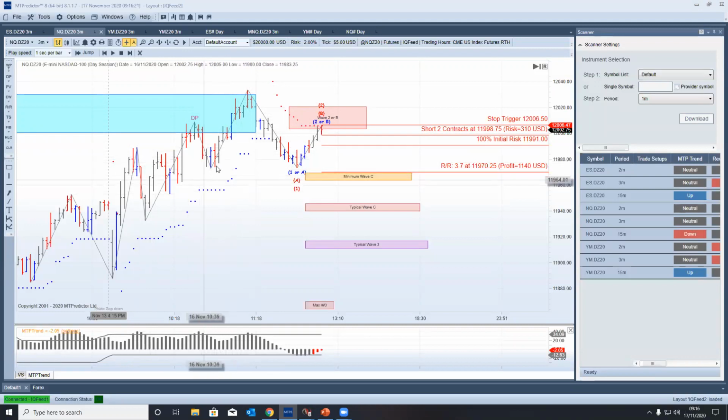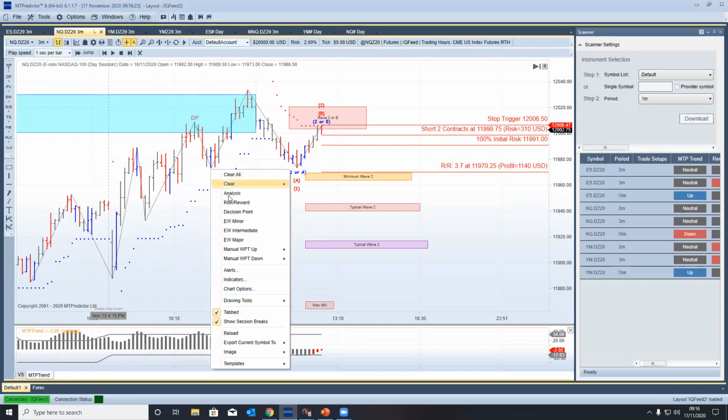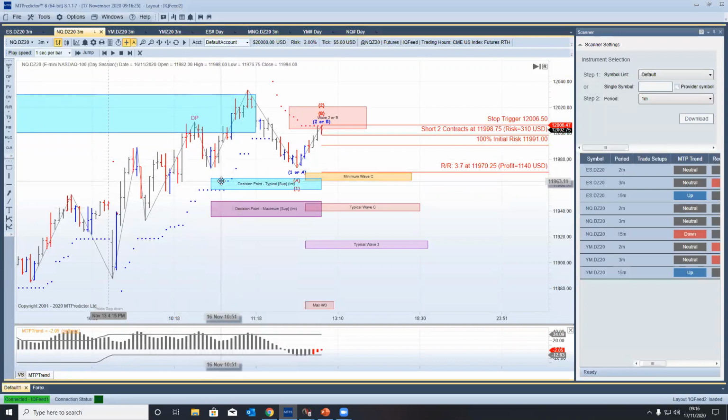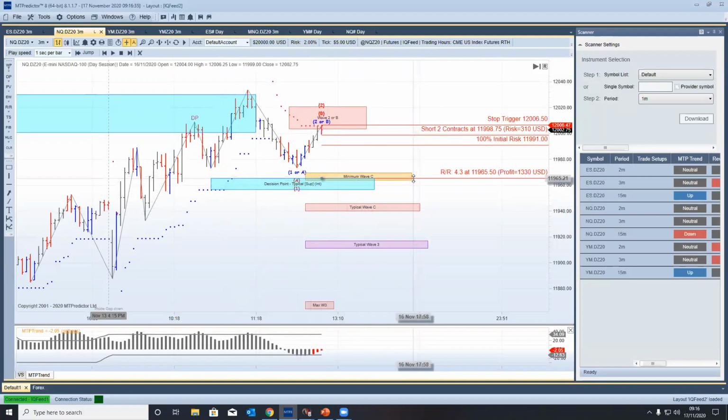So if you come back to this level here, right mouse click, do a decision point, that would be an area of where you'd anticipate some support. Tend to use this, the typical one here. So can you see how that falls in and around the minimum wave C? So you could actually say, well, I'll take the target sort of halfway between both of them at about 4.5 R. But you see how I'm constructing a potential trade setup.